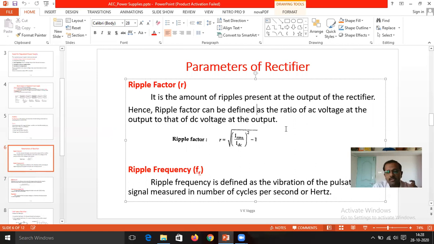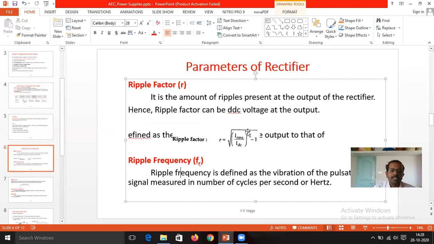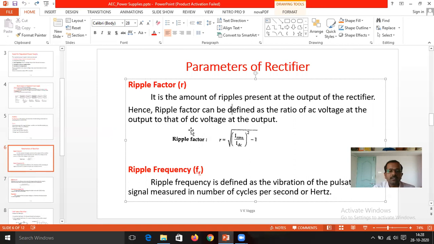So the amount of the AC voltage present at the output of the rectifier to the amount of the DC voltage at the output of the rectifier is going to measure the ripple factor. And if it is represented in terms of the formula, the ripple factor r is equal to the square root of (IRMS divided by IDC) whole squared minus 1. It is the formula to calculate the ripple factor of the rectifier.